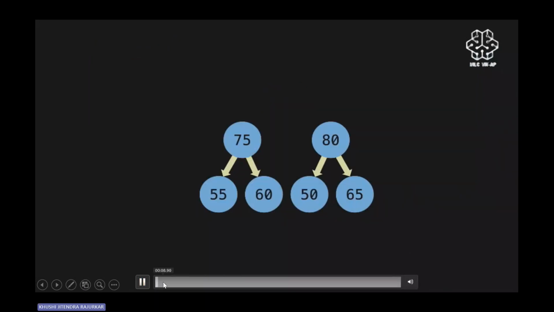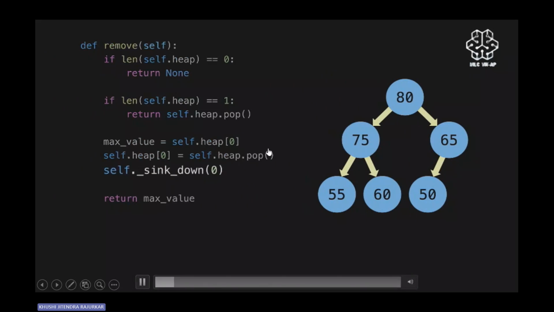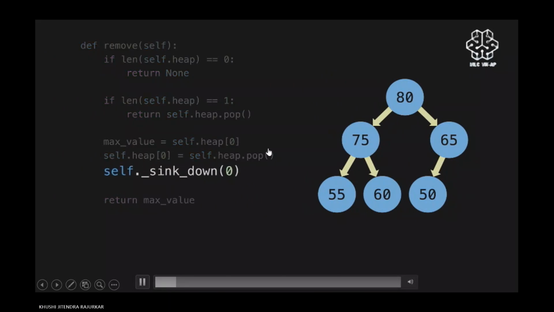As you can see in this example, we got rid of our 95 node, and then we took the last node in our heap and we replaced it with that location. And then we are going to carry out our sink down method on it. So in sink down, we simply compare the value at index 0 to its children, and then we keep on swapping them. Now we shall be defining our sink down method.